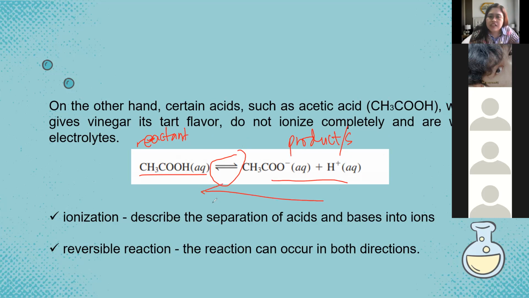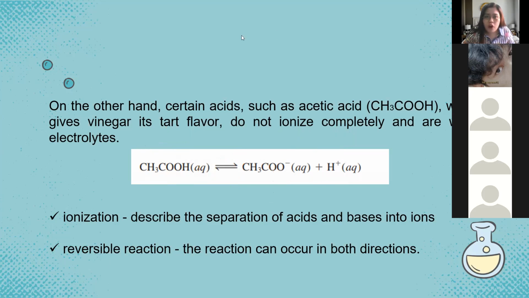But pwede din natin siyang i-reverse, meaning the products can also interact with each other. They can also combine to form the original reactant. So pwedeng pa ganyan, pwede ding pabalik. Kaya reversible reaction siya. So most of our ionic na mga equations are reversible. So the products can combine again and form the original reactant.